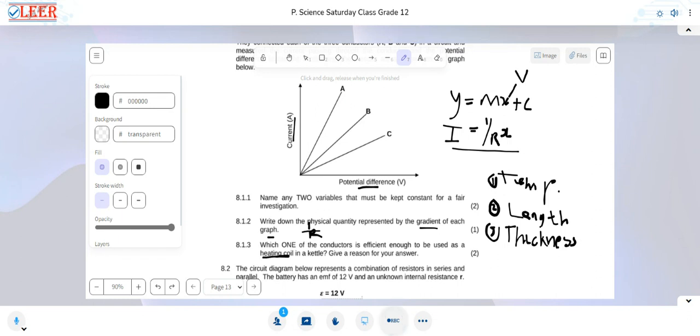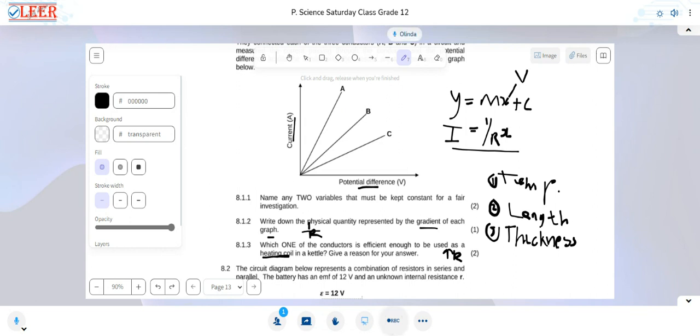Generally we're looking for conductors with low resistance, because we want to save energy when we pass current through a conductor. But in this case, we're looking for a conductor to be used as a heating coil in a kettle. So we need a conductor with a high resistance. So that's the first thing. If it has a higher resistance, it will convert more of its energy to heat. So we're going to go to the graph and look for a conductor with a high resistance.